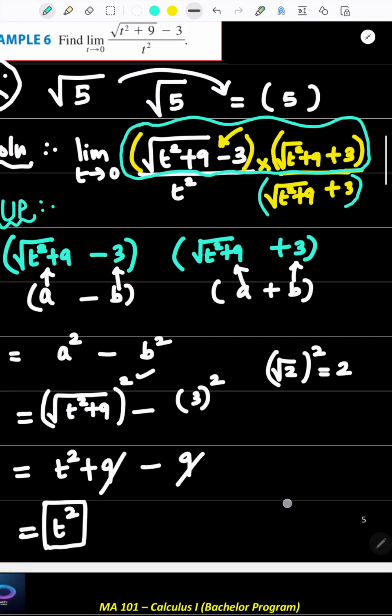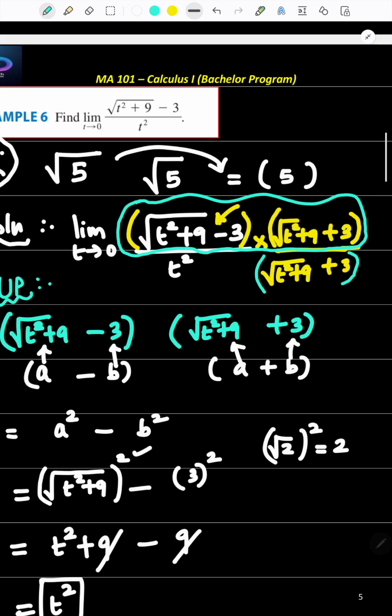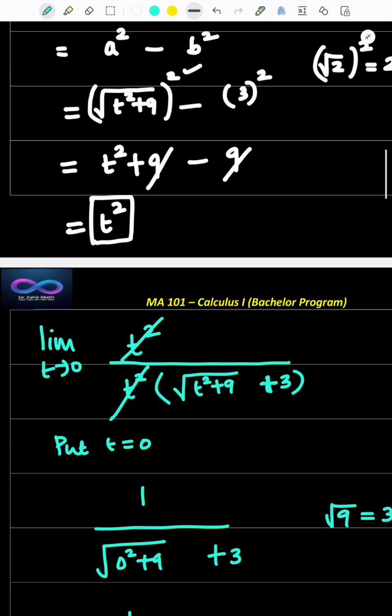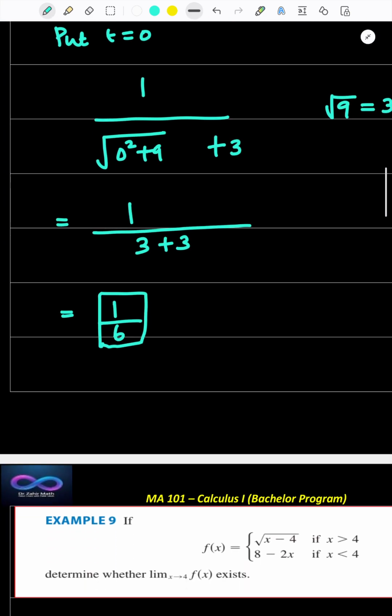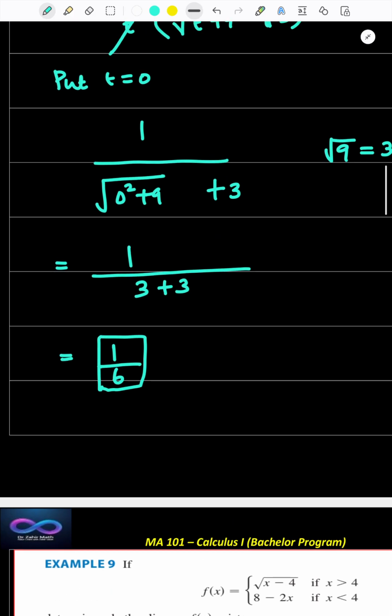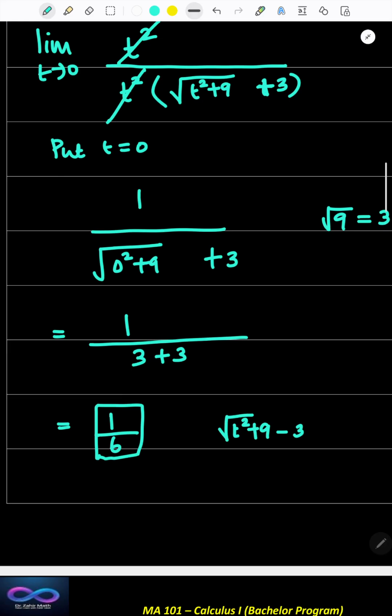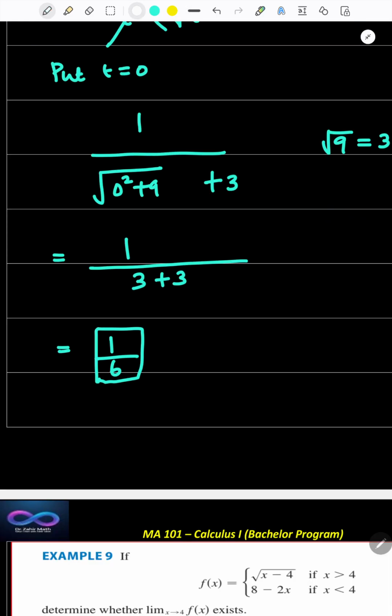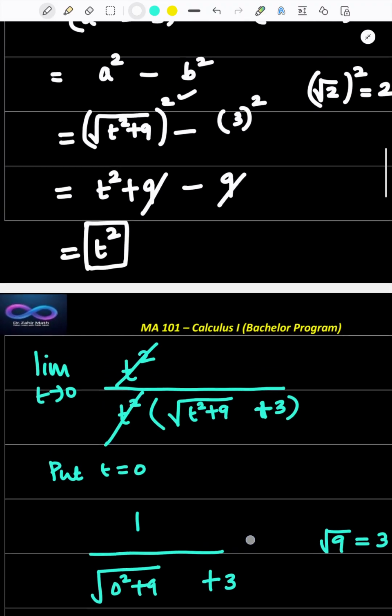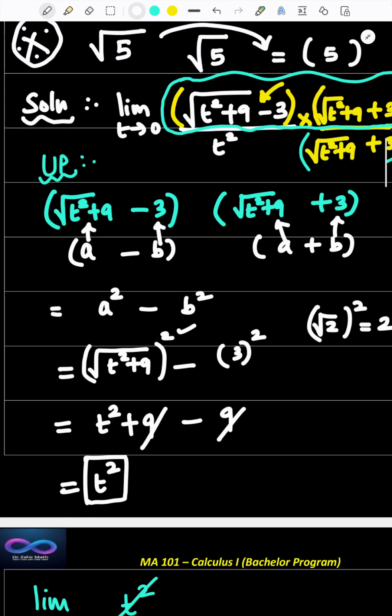You can check this answer directly in the calculator. Let me tell you how. Take your calculator, all of you. Please press square root of t square plus 9 minus 3. Let me explain how to check this question in the calculator. Your question is limit x tends to 0.